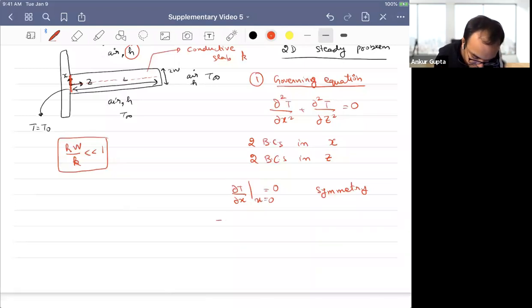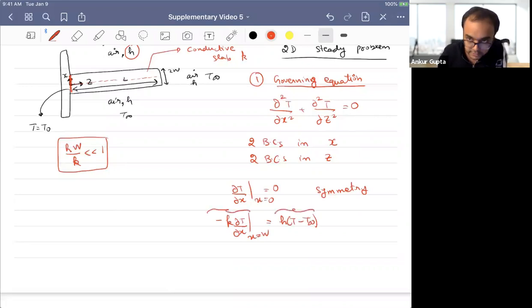Then the second thing which we did was the interfacial balance at x equal to W, where minus k del T by del x was equal to h into T minus T infinity, because this is the flux inside the slab, and this is the flux outside, which is in the air, and this is the interfacial balance. These are the two boundary conditions in x.